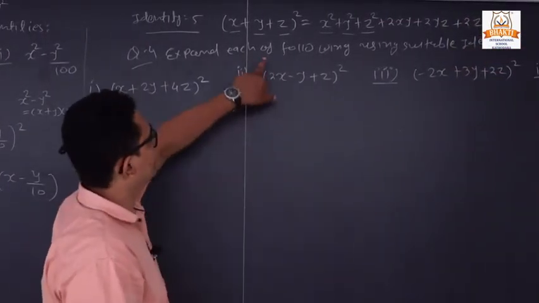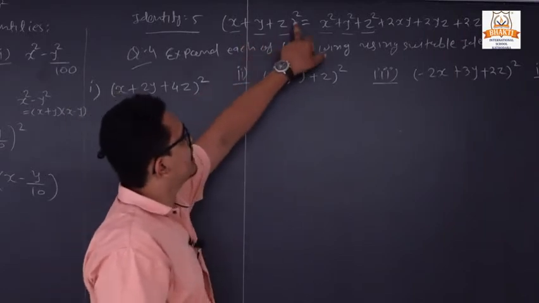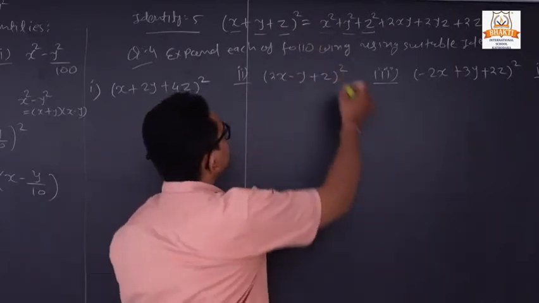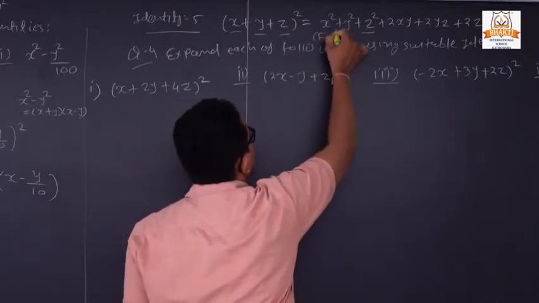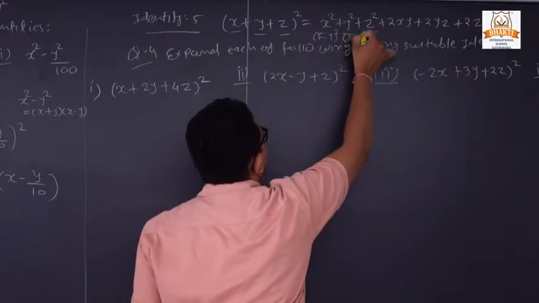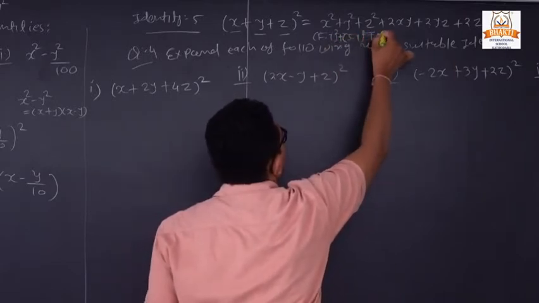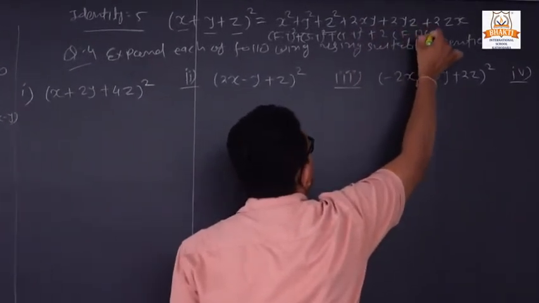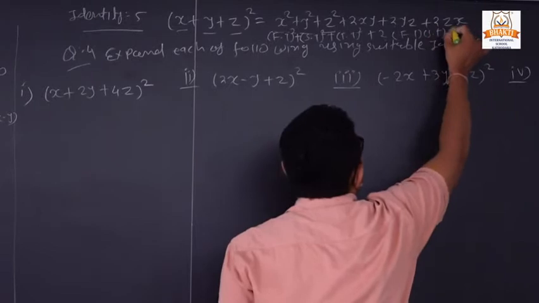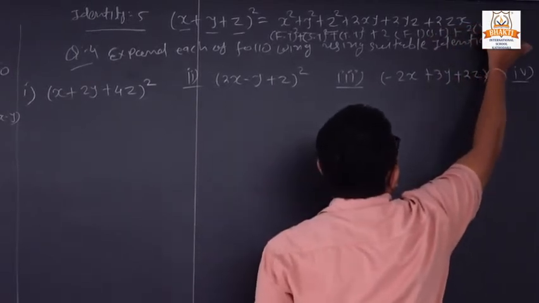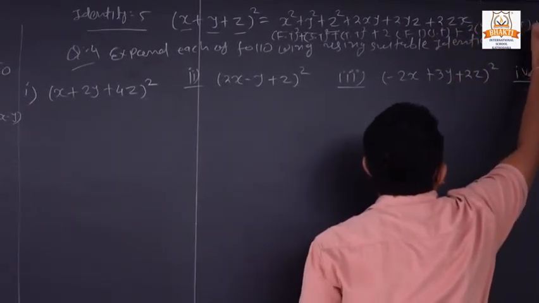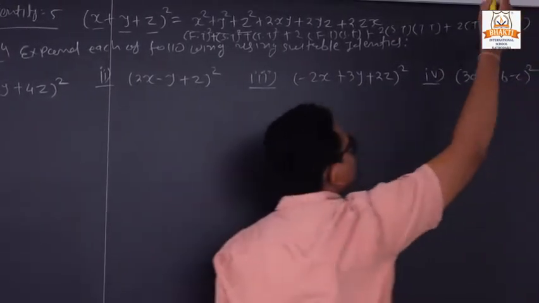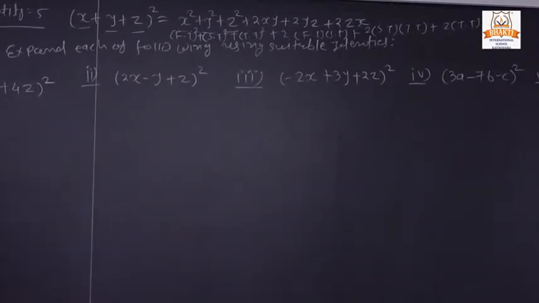Once again I can repeat: x plus y plus z all square, 3 terms all square. First term all square, second term all square, plus third term all square, plus 2 into first term into second term, plus 2 into second term into third term, plus 2 into third term into first term. Easy to remember that identity.